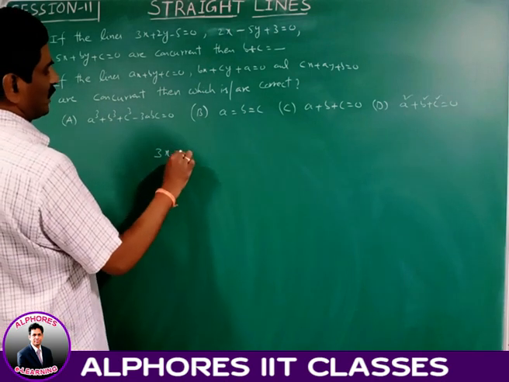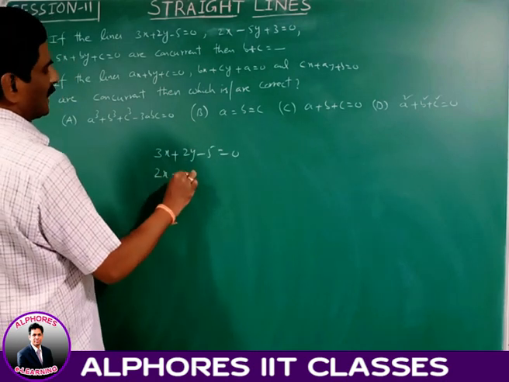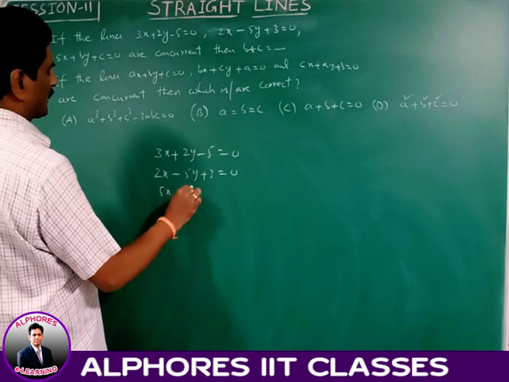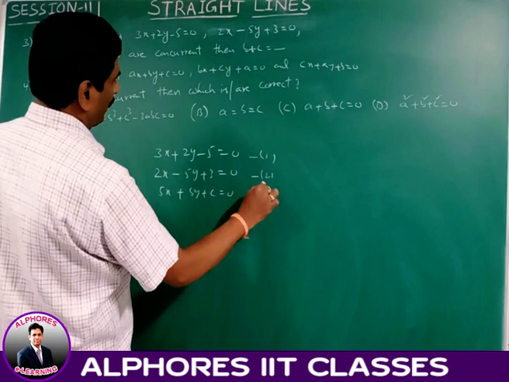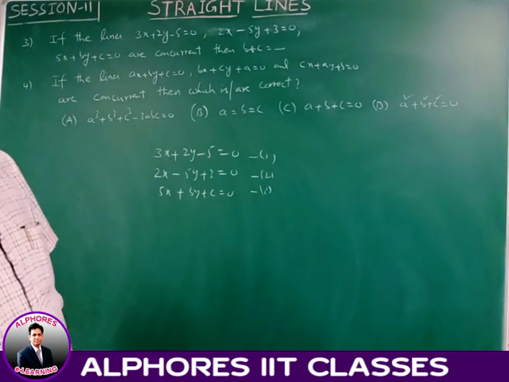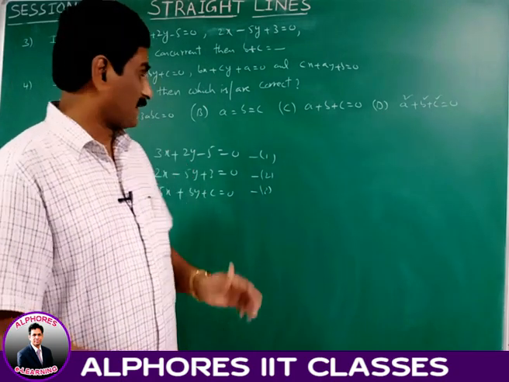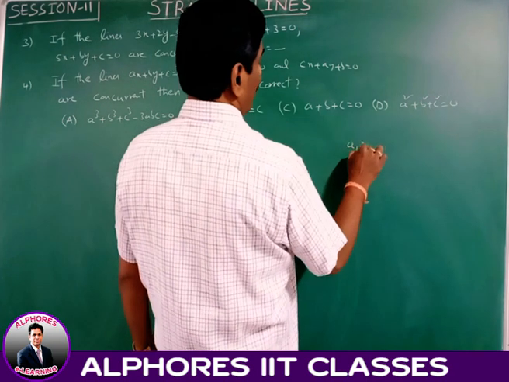The given lines are 3x + 2y - 5 = 0, 2x - 5y + 3 = 0, and 5x + by + c = 0. These are given lines and they are concurrent. Find the value of b + c. If the three given lines are concurrent, what is the condition? Already in last class we discussed about this point.